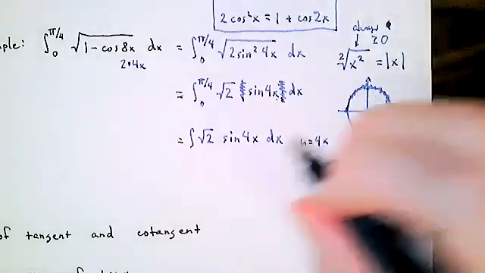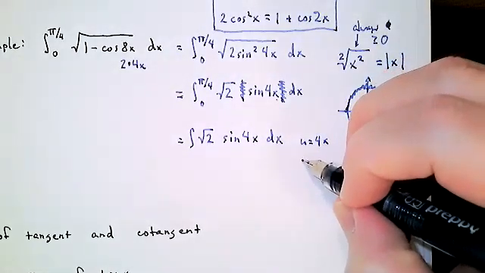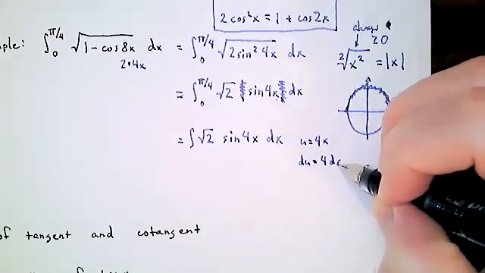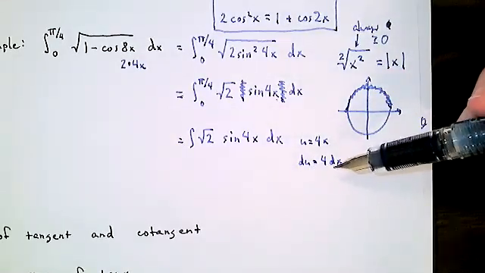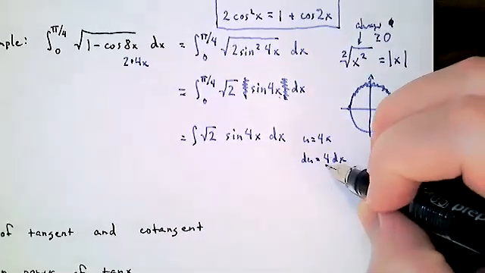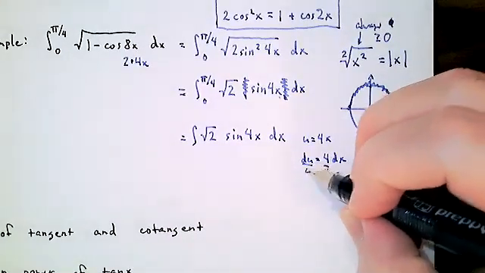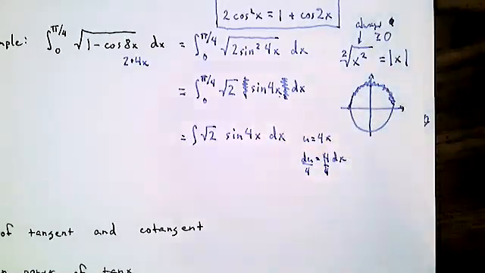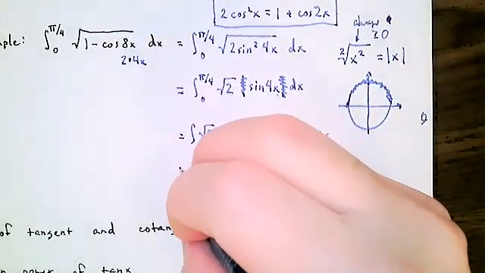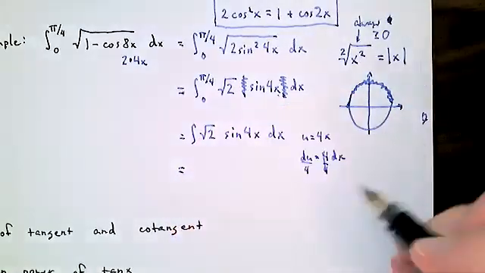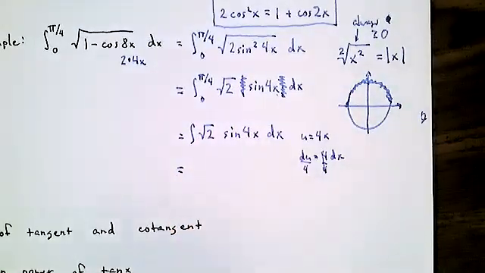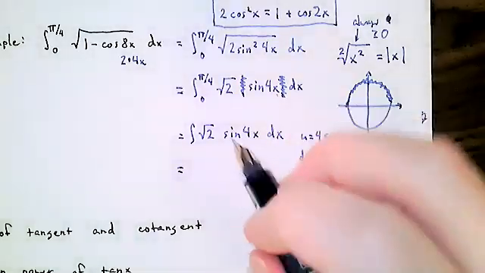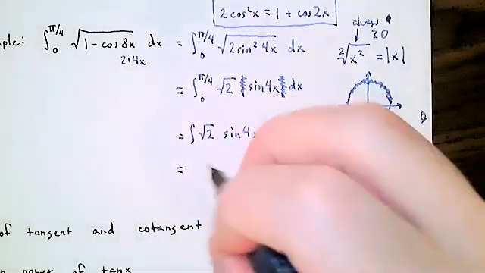U equals 4x, the inside of the sine function. And then du would be 4 dx, which means we'll have to divide through by 4. Okay. So you don't have to write out this u substitution if you know how to do it in your head, if you know how to get the 1 over 4 that we'll need in the problem. So let's do that.